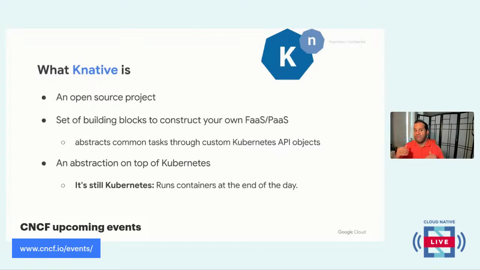What it does is it offers a set of building blocks so you can build your own FaaS or PaaS platform. Basically, it abstracts the common tasks through Kubernetes API objects to where a developer doesn't have to think about creating a service, creating an ingress, creating a PVC, anything like that to deploy the app. They just deploy the app with a simple YAML service, and it's good to go. And at the end of the day, it's still Kubernetes.